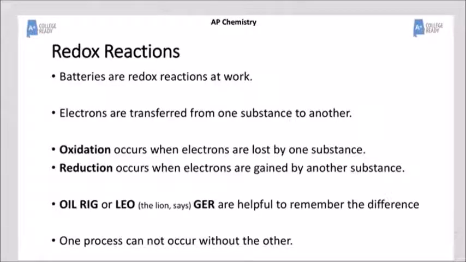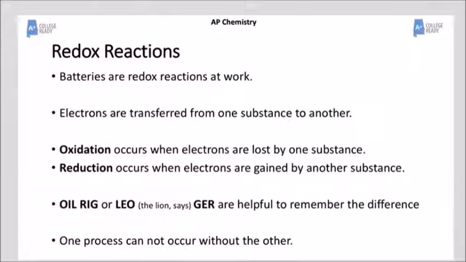OIL RIG is a great mnemonic device. OIL stands for oxidation involves loss, and RIG stands for reduction involves gain. And when we talk about loss and gain, we're talking about electrons. That's the important key to redox, that flow of electrons.